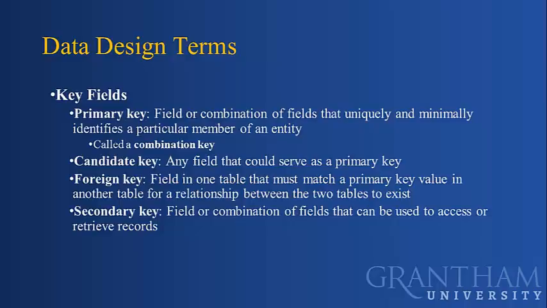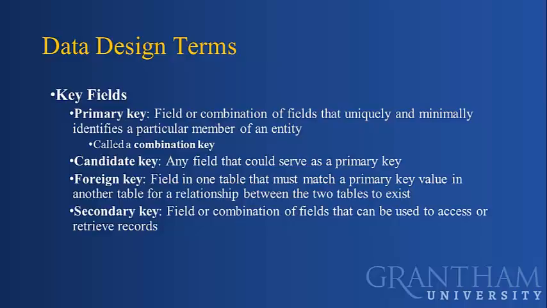Data design terms, key fields. Primary key: a field or combination of fields that uniquely and minimally identifies a particular member of an entity, called a combination key. Candidate key: any field that could serve as a primary key. Foreign key: a field in one table that must match a primary key value in another table for a relationship between the two tables to exist. Secondary key: a field or combination of fields that can be used to access or retrieve records.